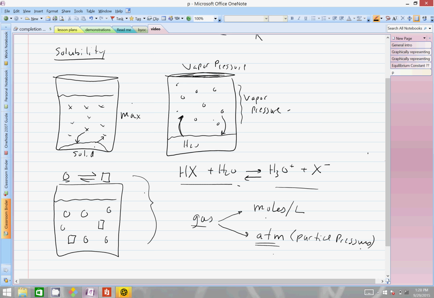So this really isn't a lot of different types of equilibrium that we would essentially be looking at. And we'll stop there.